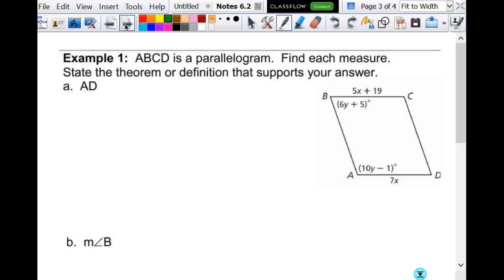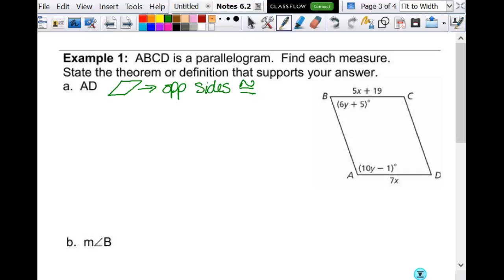So if I'm looking for AD, tell me something about AD in this problem. It's congruent to BC, right? And you know that because if it's a parallelogram, opposite sides are congruent. So there's your reason right there. So we'll just go ahead and write that down. If it's a parallelogram, then opposite sides are congruent. There's a whole lot of other things that are true, but none of them help me with AD. That's what's going to help me figure out AD.